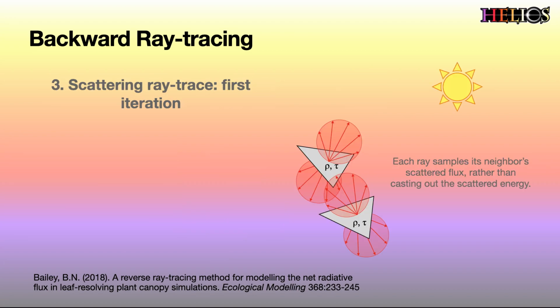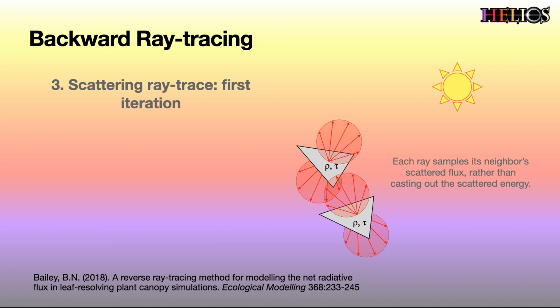We track this scattered radiation iteratively. So in our first iteration, what we would do is we would sample multiple points along the surface of our primitive, and then we would sample multiple directions. And from that, we would do a ray launch starting from our primitive and then casting out into the domain.